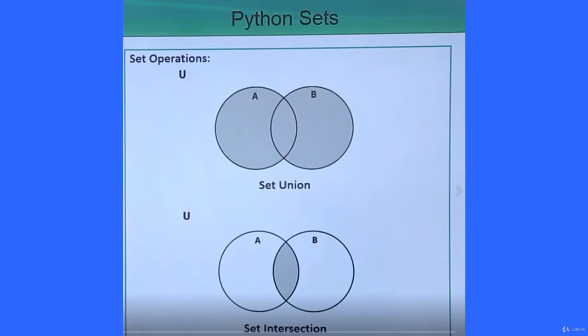Next is the set operations continued, that is the set difference. If you do A minus B, then you are left with those elements which are in A, not in B. But if you do the set symmetric difference, A symmetric difference B, then those elements will be selected which are either in A or in B, not in common.